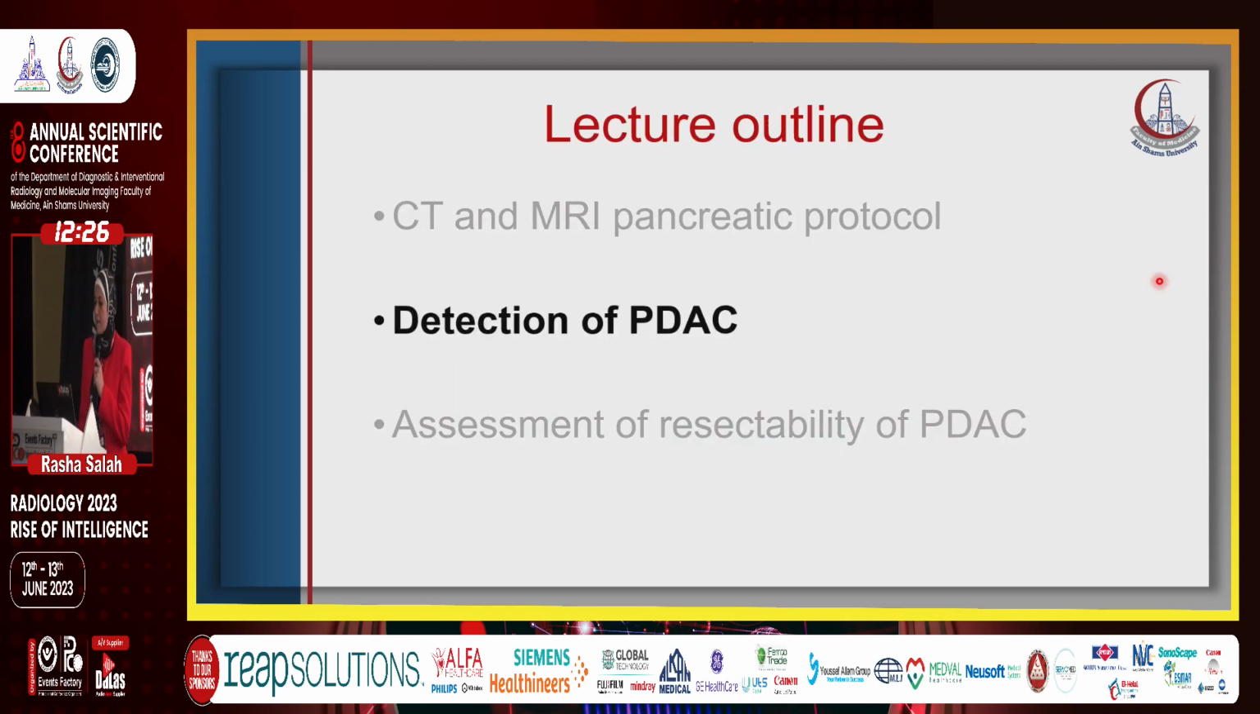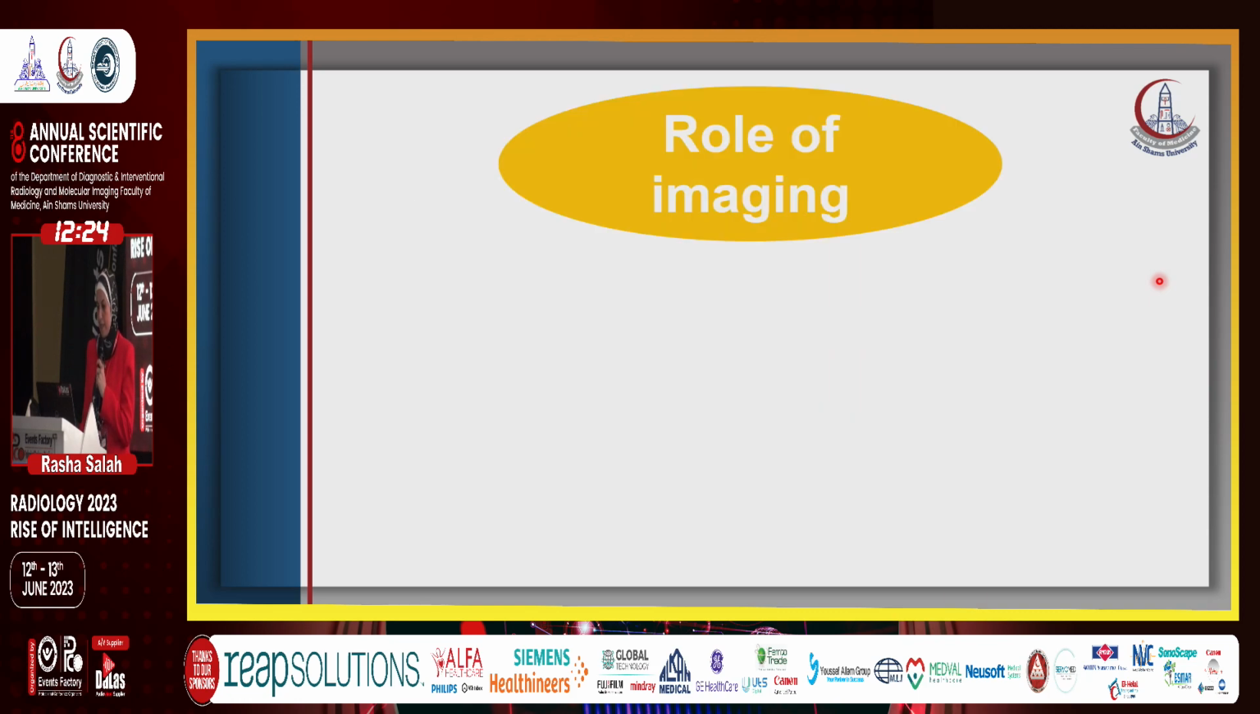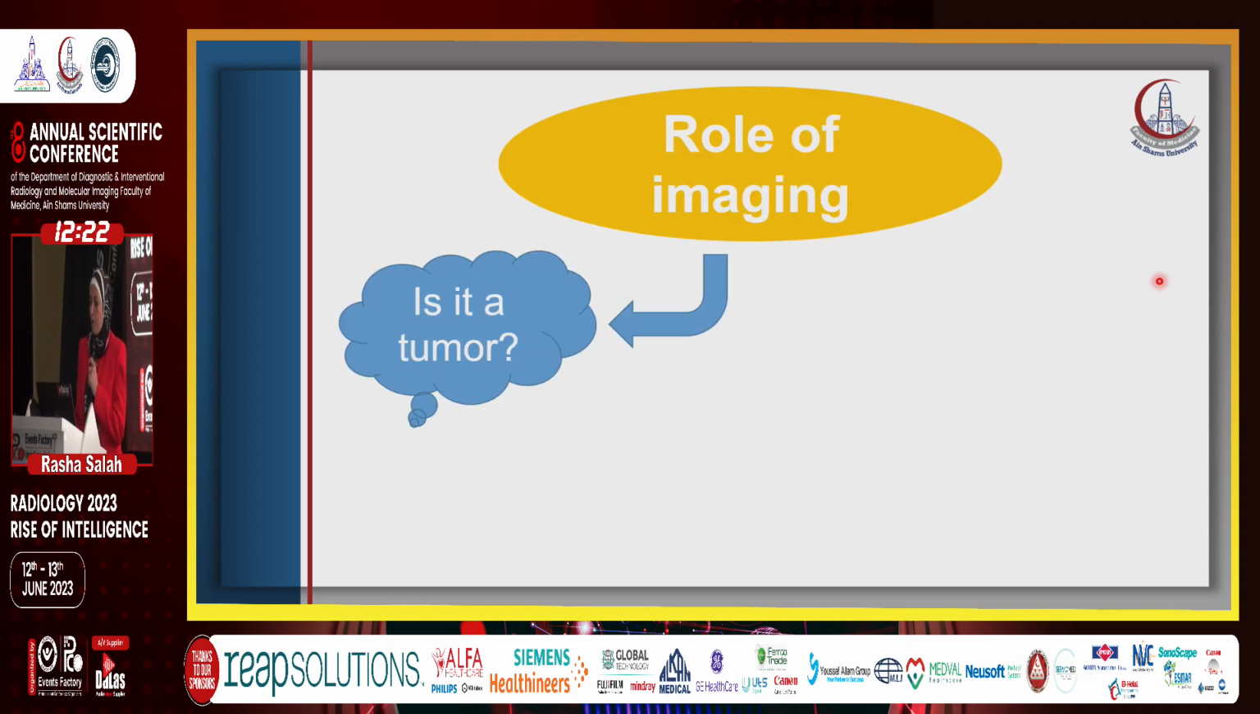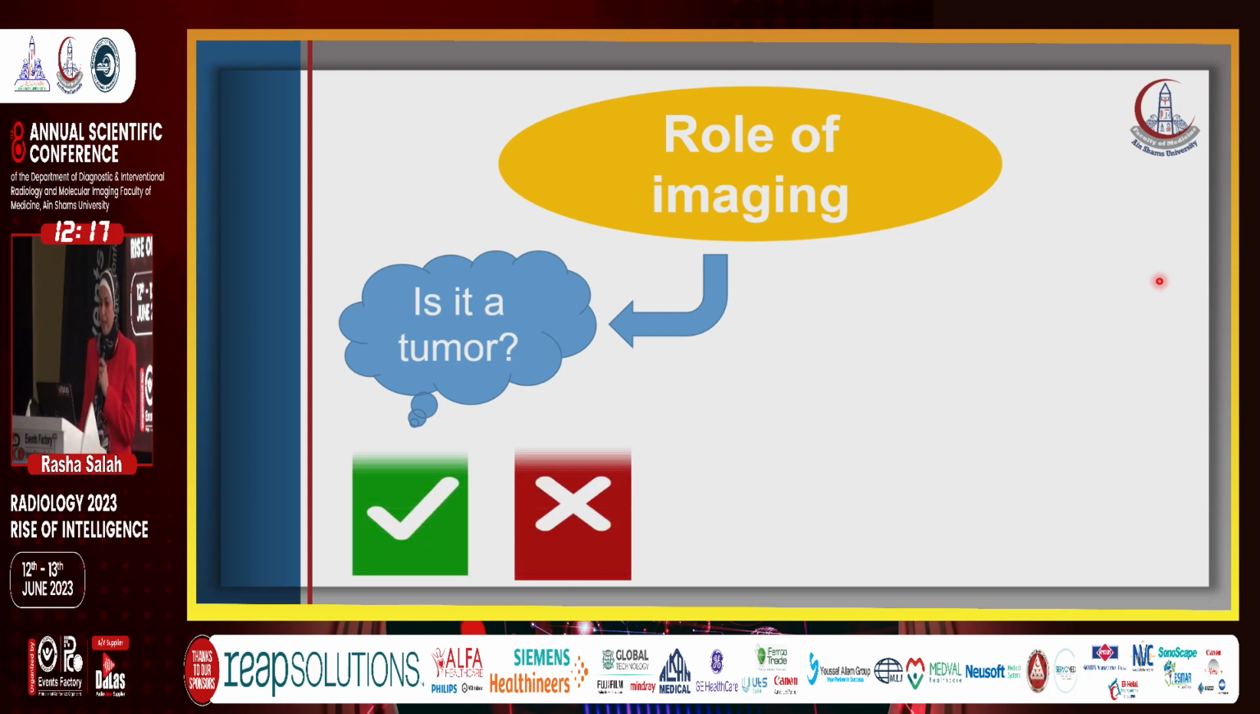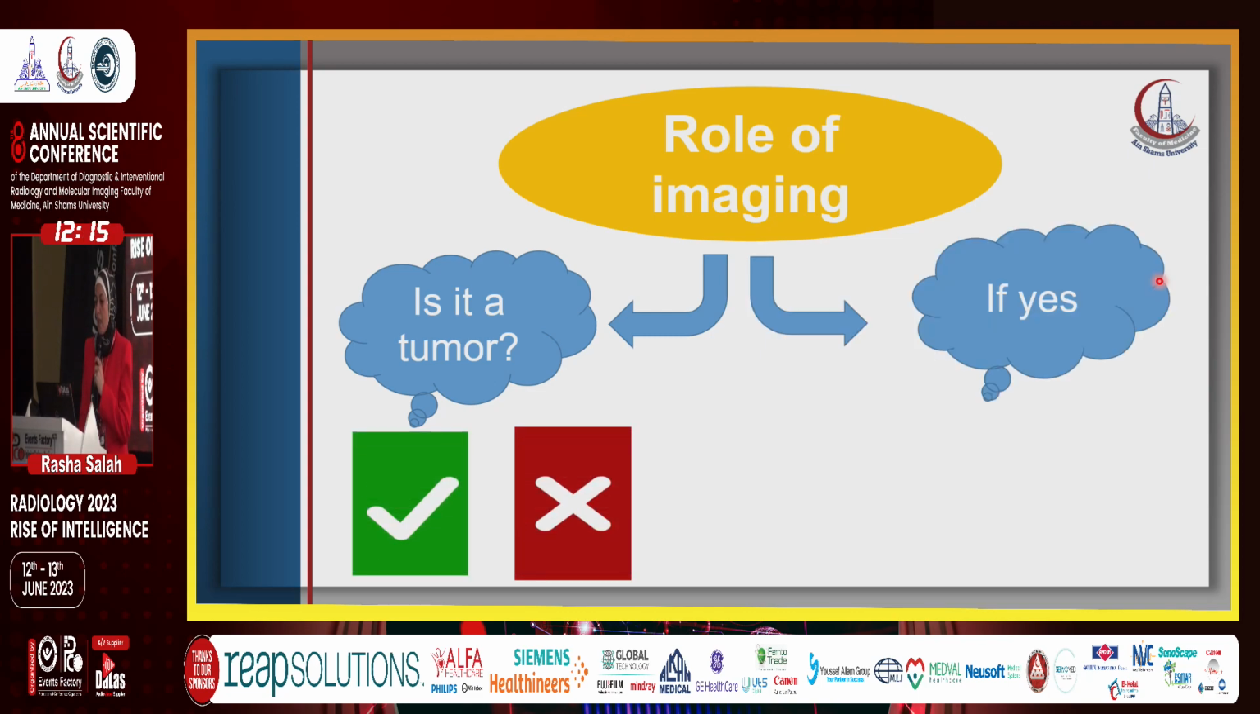Next, we will speak about the detection of pancreatic adenocarcinoma. Our role of imaging is, first, to ask: is this a tumor? This is the question to be answered, yes or no. If it is a tumor, then we are obliged to specify the location of this tumor for the surgeon, and also to identify its staging to allow proper evaluation for the treatment plan.